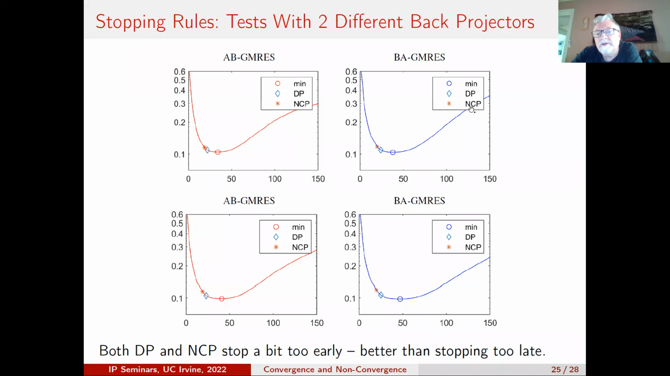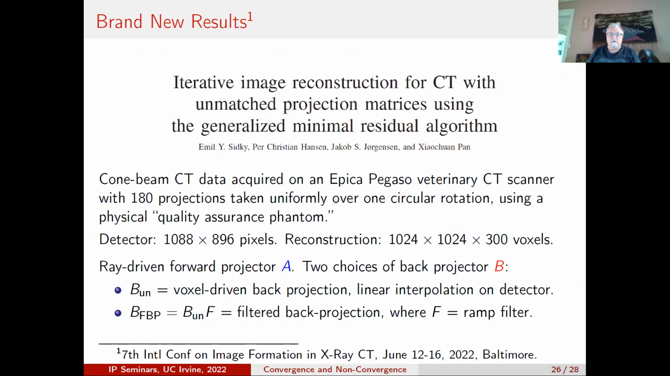If we use the NCP method, the normalized cumulative periodogram, then we would stop even earlier. So if you know the noise level in your data, then you should definitely use the discrepancy principle. And if you don't know that, you still have the NCP method as a backup. So that's kind of okay. I will not say more about this. I just have a few more minutes left.